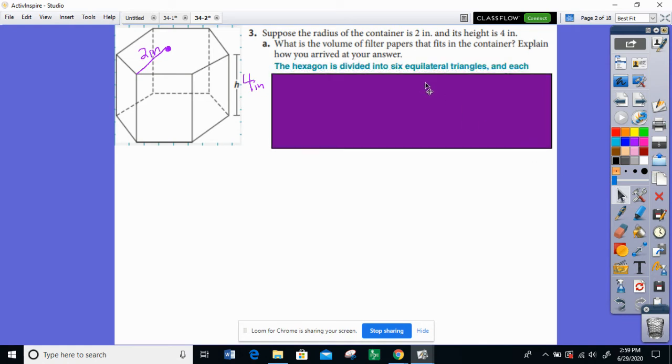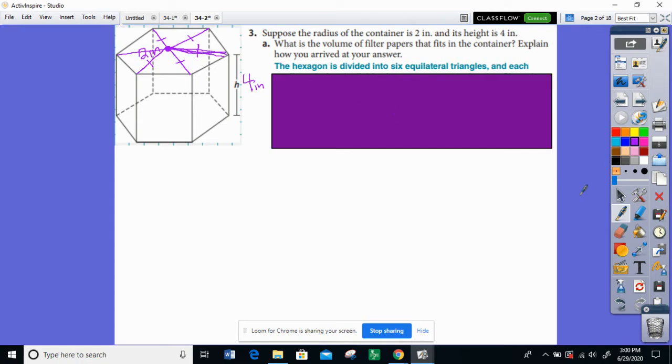Well, it says the hexagon is divided into 6 equilateral triangles. So let's try to see why that is. If we draw all these radii of the hexagon, we end up with 1, 2, 3, 4, 5, 6 triangles. Why are they equilateral? Well, because if this point is the center, then all these radii are going to be exactly the same. They're all going to be 2 inches long.